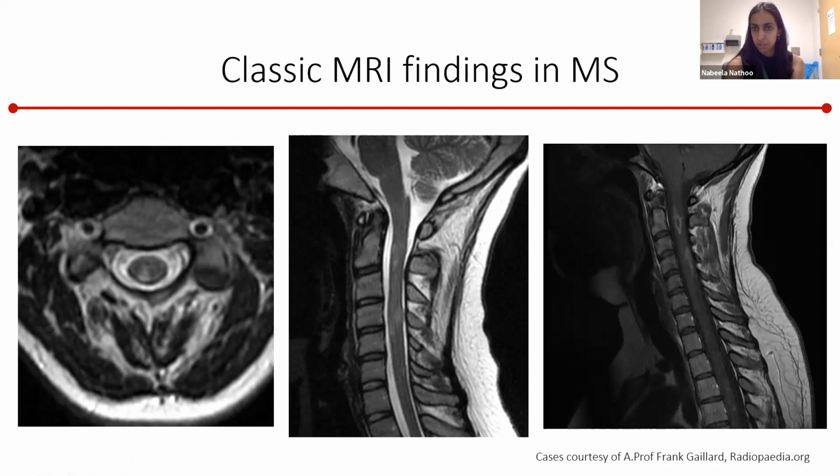In the rightmost image, you can see some enhancement of a lesion in the cervical spine at the level of C2, and then some more in the C4 to 5 area. I just want the learners to see what classic MR findings look like in MS.